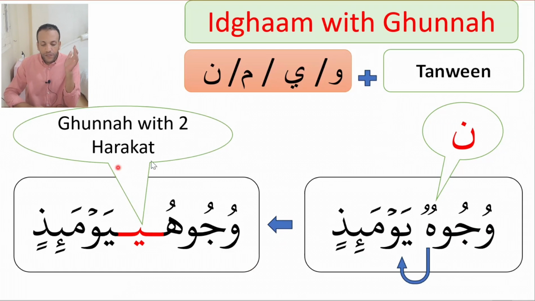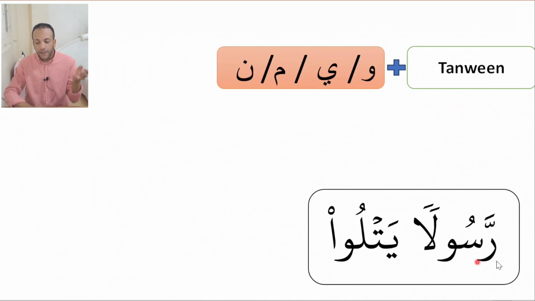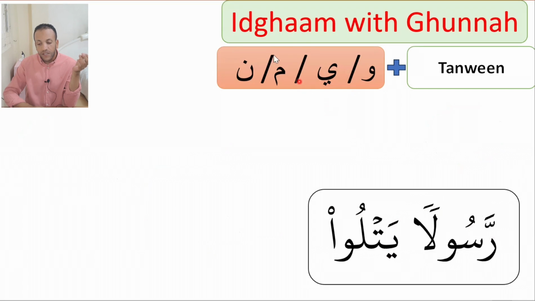And the prolongation, the rules say to be 2 harakat. One more example, it is here. One word with Tanween, and the following word has Ya. Ya is present here. So this is Idgham with Ghunnah, which can be applied when I read both words together.